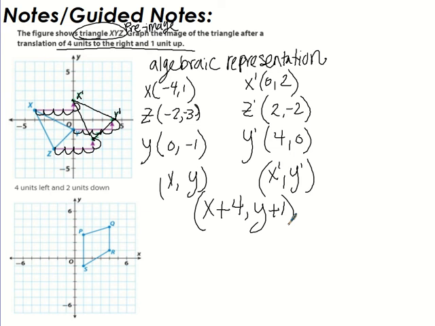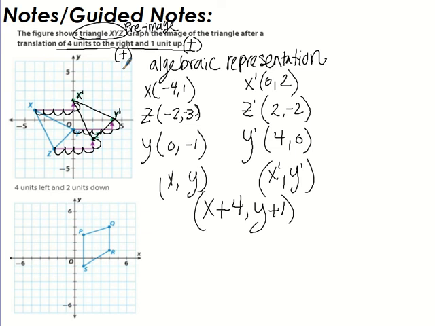So anytime you move to the right, you're going to add. And anytime you move up, you're going to add. But that makes sense too on a number line. If I move to the right, I'm going to make the numbers bigger, so I'm going to add. And if I move up on a number line, like a thermometer, the numbers get bigger, so I'm going to add.